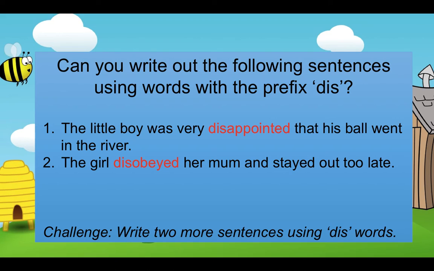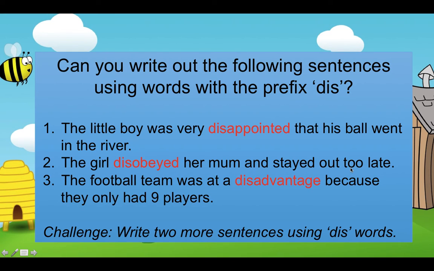Number 2, our spelling word in this sentence was disobeyed. Check your spelling there and the rest of your spelling in the sentence, making sure that you use the correct too here, so T-O-O, stayed out too late. And our last sentence was the football team was at a disadvantage because they only had 9 players. So our spelling word there was disadvantage.